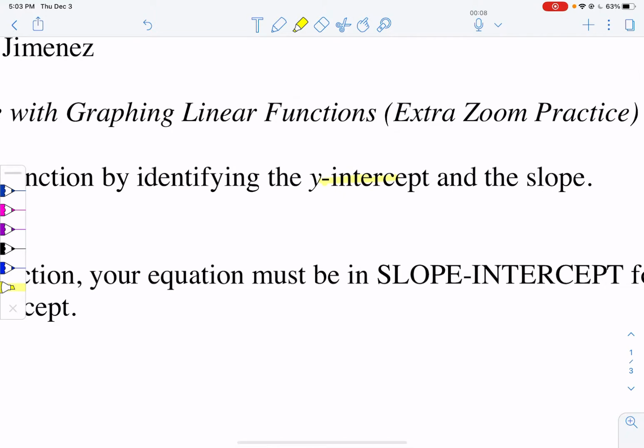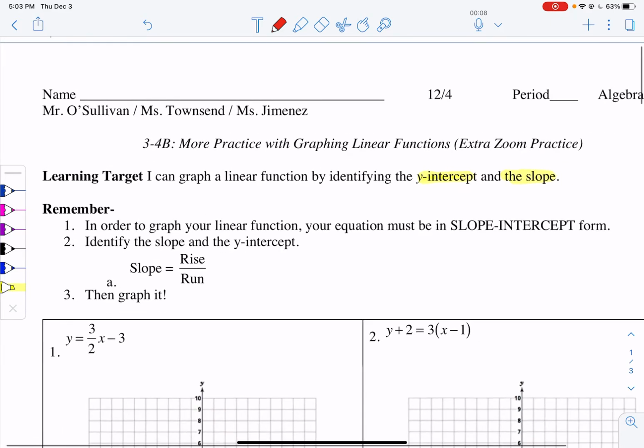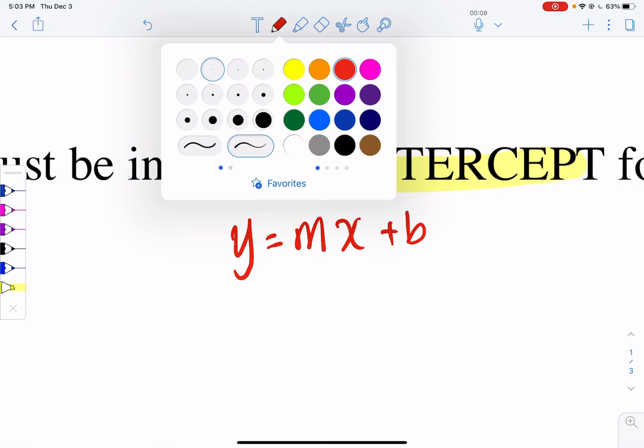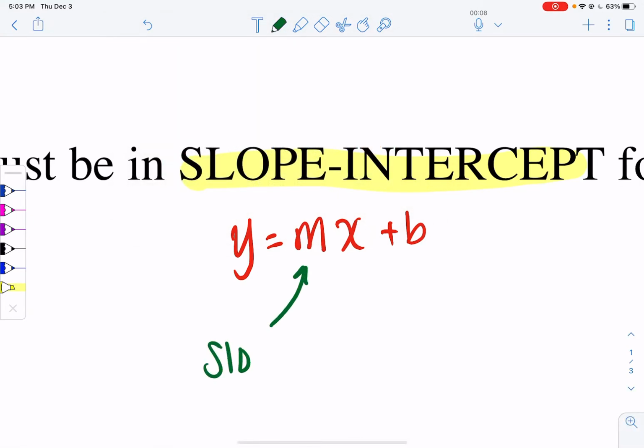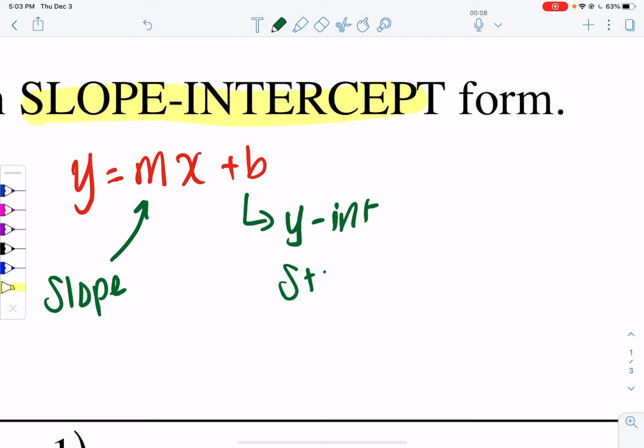The reason why we're just identifying our y-intercept and our slope is because that's all you really need to graph a line. So before we begin, remember that this is your procedure to graph a linear function. In order to graph your linear function, your equation must be in slope-intercept form. In case you forget, slope-intercept form is just a fancy way of saying y equals mx plus b, where m is your slope, or your rate of change, and b is your y-intercept. You might have heard me also call it your start point or your initial value.